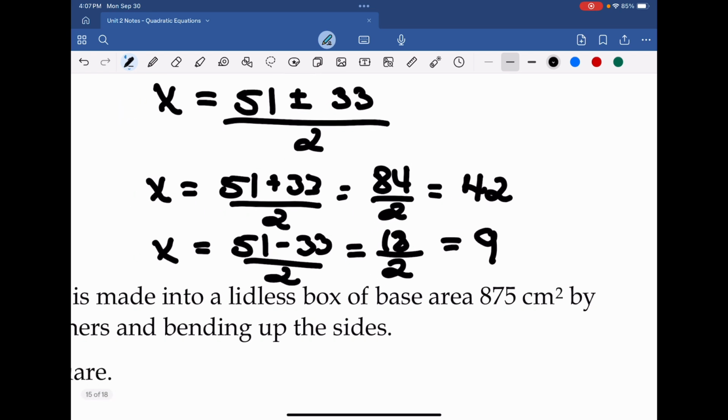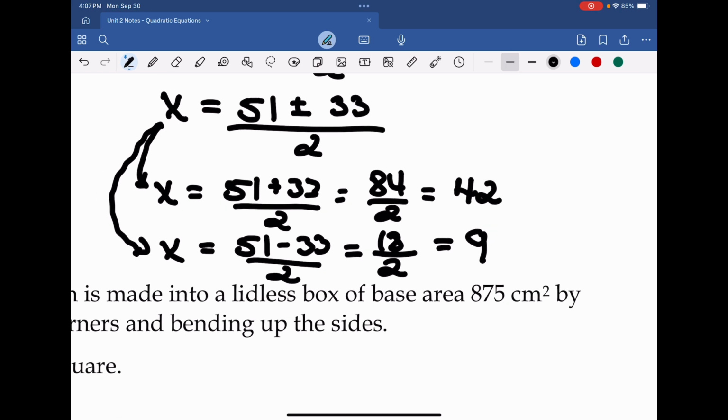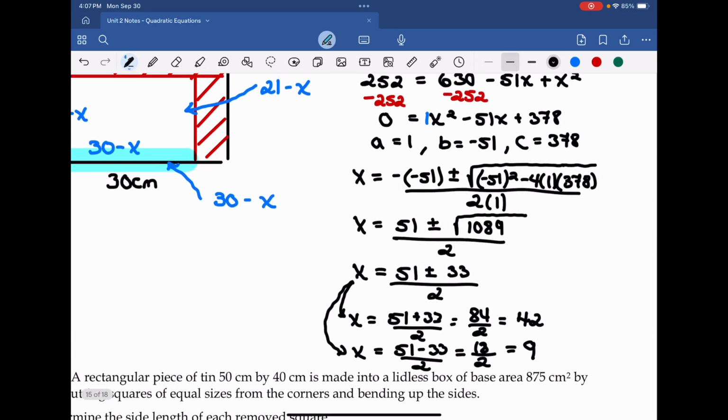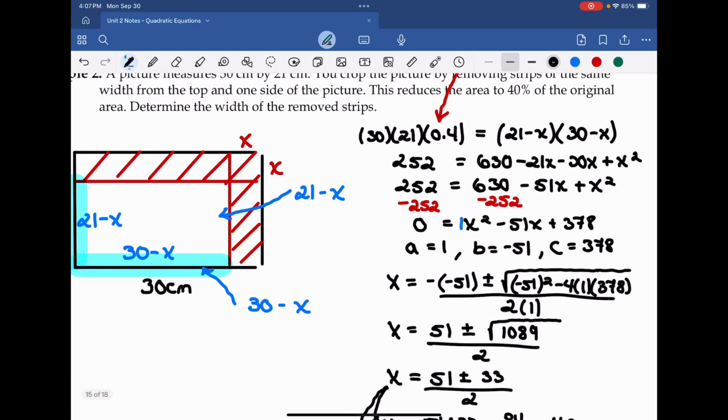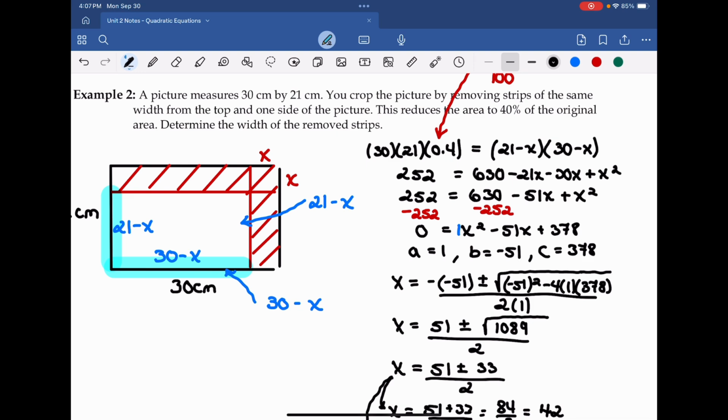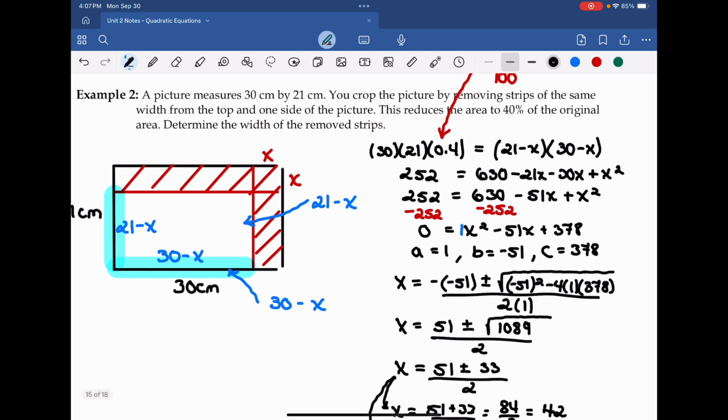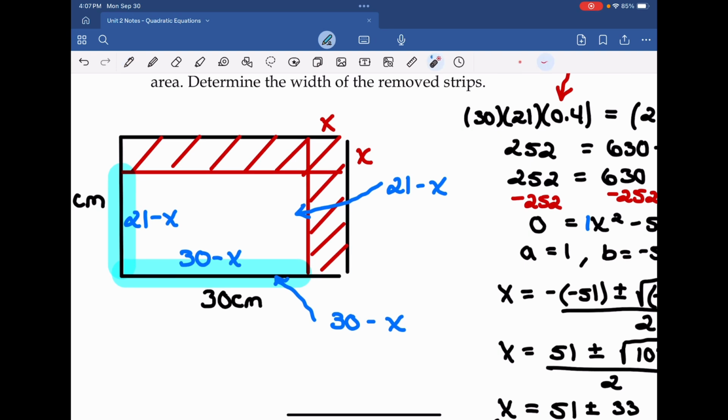Now we want to look at this and be like, okay, if one of our solutions was 42, the other solution was 9, which one makes sense to use? Now let's zoom out on this problem because one of these can be determined as extraneous. Extraneous, remember, does not satisfy the given equation or scenario. We zoom up to here. If I take 21 and I subtract 42 in this case, 21 minus 42, this is a negative number. We don't want that.